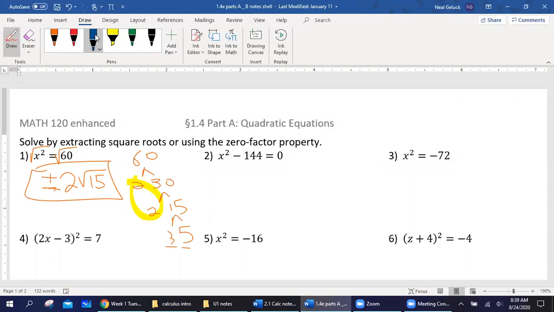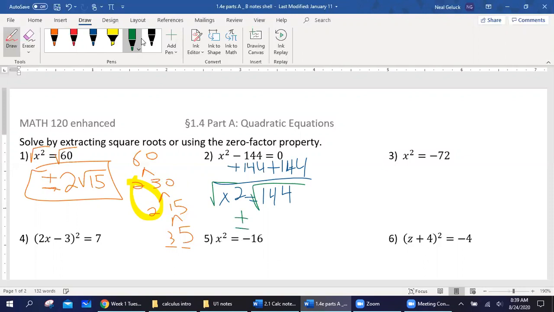For number 2, I've got to do a little work first. So I'm going to add the 144 over. So x squared equals 144. Square root both sides. And remember, when I do that, I get a plus or a minus. Square root of 144 is nice and easy. It's 12.